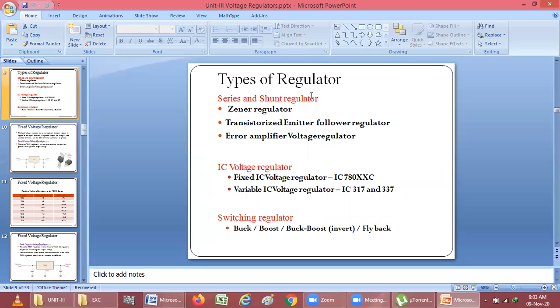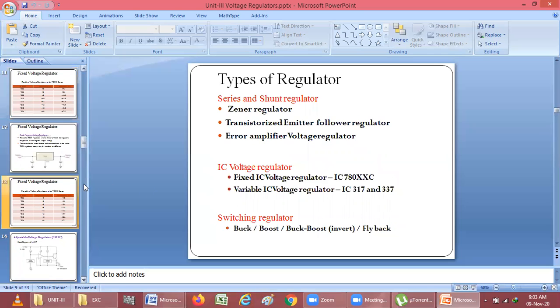We have seen series and shunt type regulators, which are different types of voltage regulator. We have seen fixed and variable, which are IC voltage regulators. Now we are studying the third type of voltage regulator, that is the switching regulator. There are three different types: buck, boost, or invert, because it inverts the input voltage at the output, or flyback. So in switching, what will happen? We can use a switch to regulate the voltage.